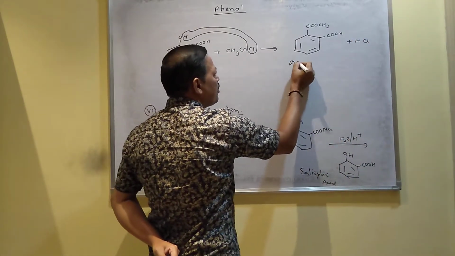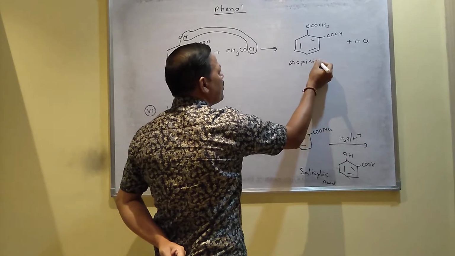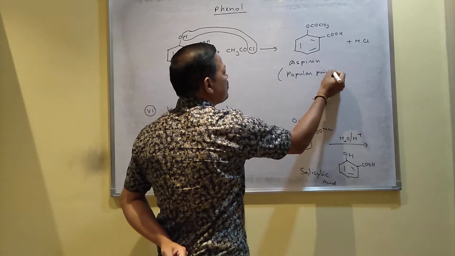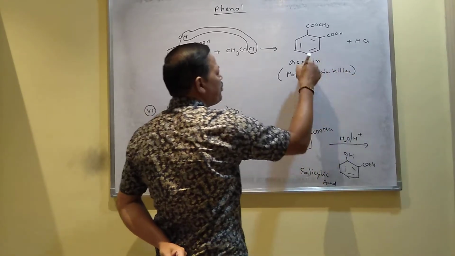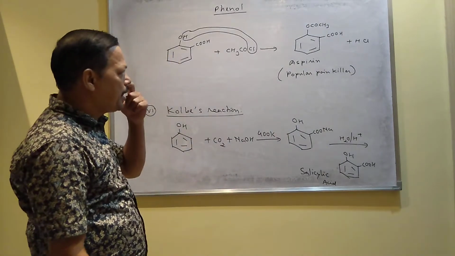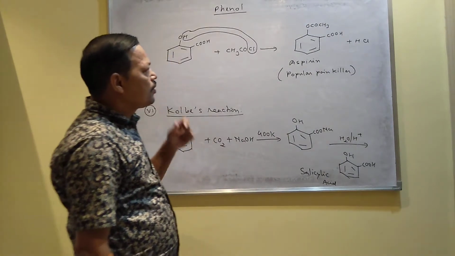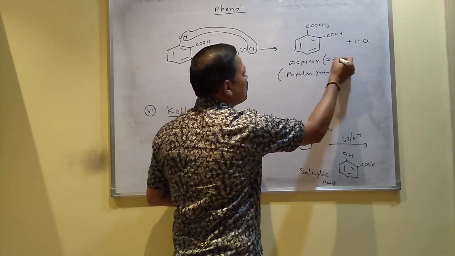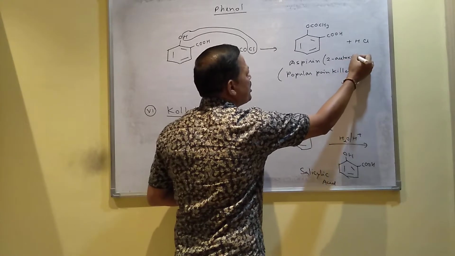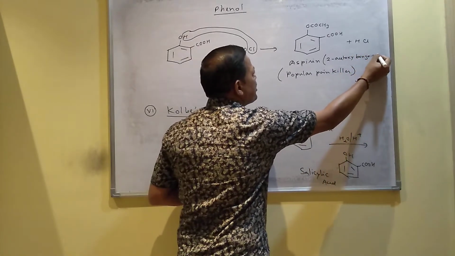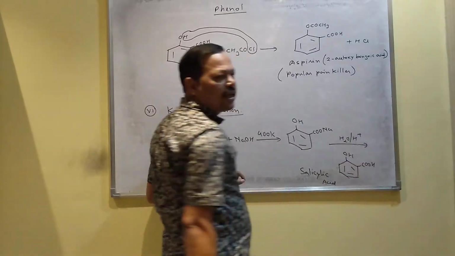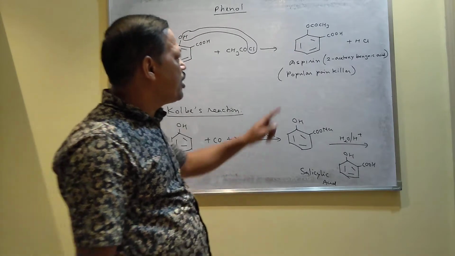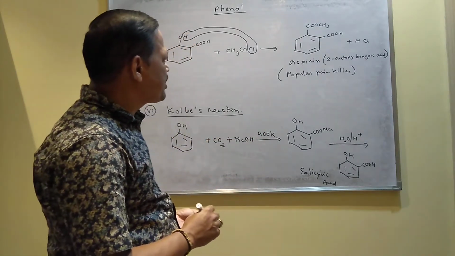This compound is called aspirin, which is a popular painkiller. So to prepare aspirin, salicylic acid is used. And if you want to know the IUPAC name of this, you can write 2-acetoxy-benzoic acid. In the exam, this question may be asked: what is the IUPAC name of aspirin? Then you have to write 2-acetoxy-benzoic acid. This is the IUPAC name.